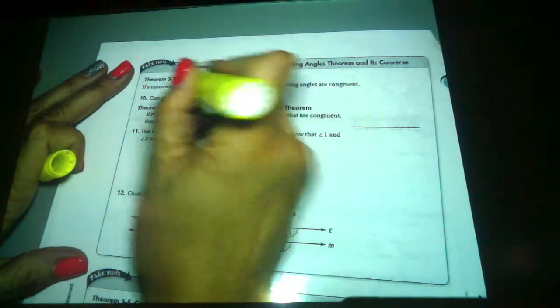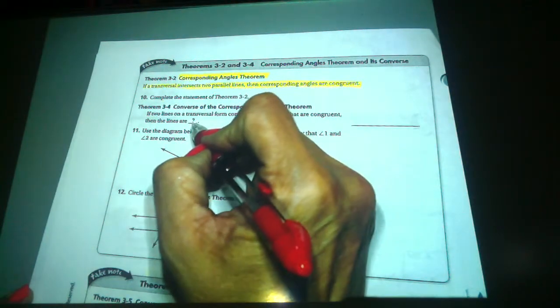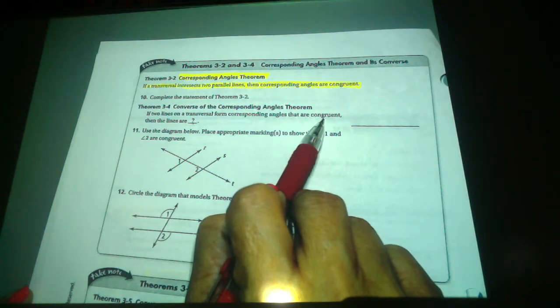And so this has to go on a flashcard. This is another theorem. Corresponding angles theorem. So if a transversal intersects two parallel lines, then corresponding angles are congruent. Don't we already know that? Right? And in theorem 3-4, the converse of the corresponding angles theorem: if two lines and a transversal form corresponding angles that are congruent, then the lines are, we can say here, what's missing? If two lines and a transversal form corresponding angles that are congruent, what do you conclude about those two lines?